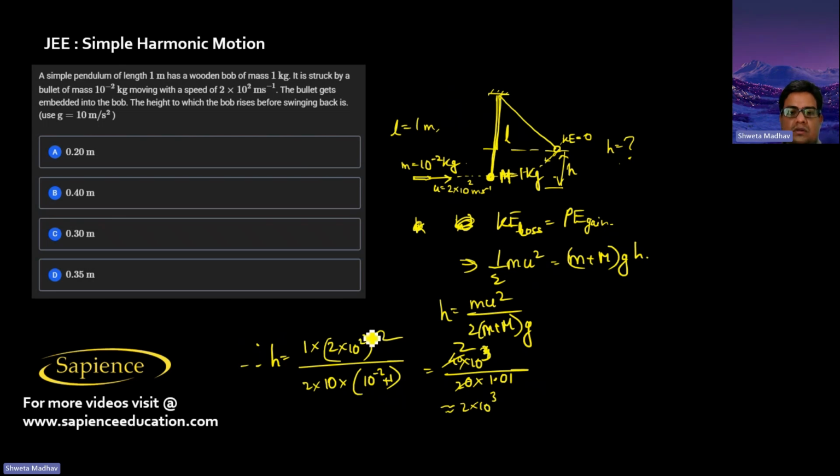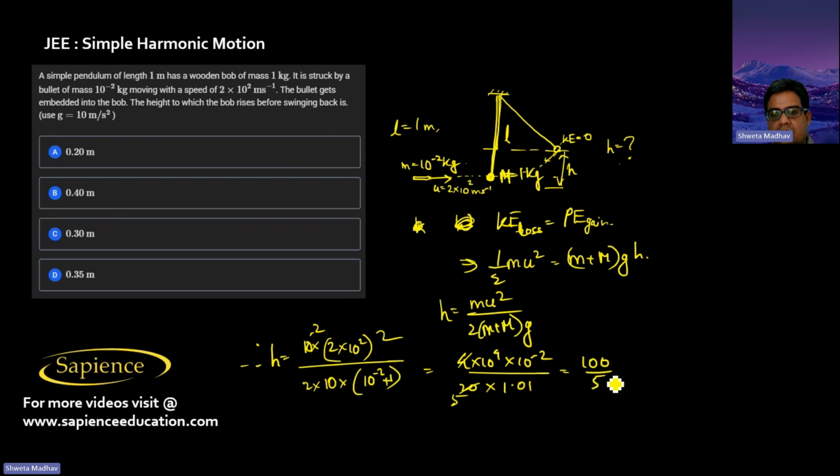Small m is actually not 1. Small m is 10 power minus 2. So it is 4 into 10 power 4 into 10 power minus 2 divided by 20 into 1.01. So this will be 4 fives are 20, and this is 100 by 5, which is 5, or 10, 20.